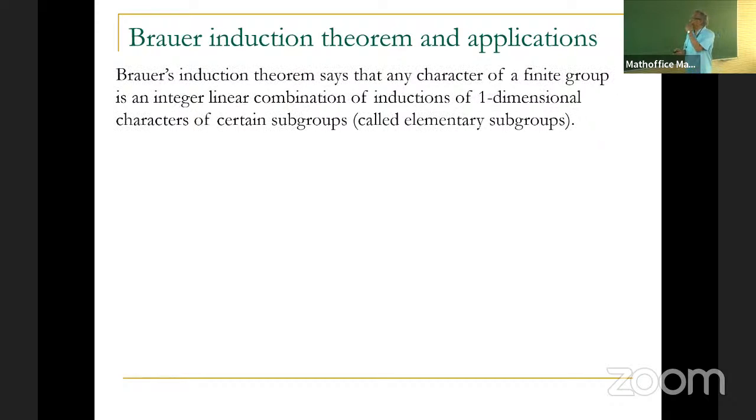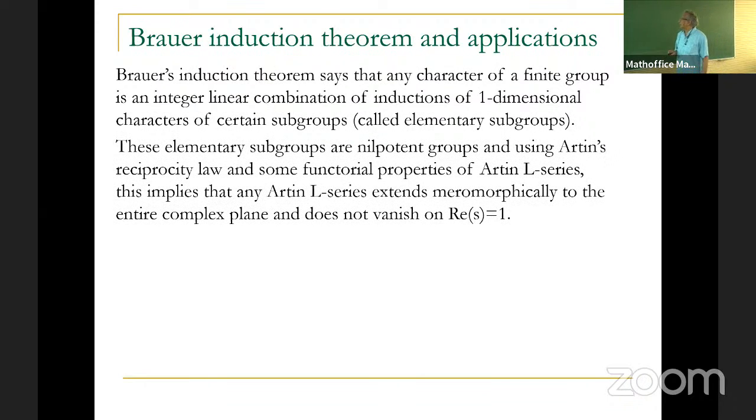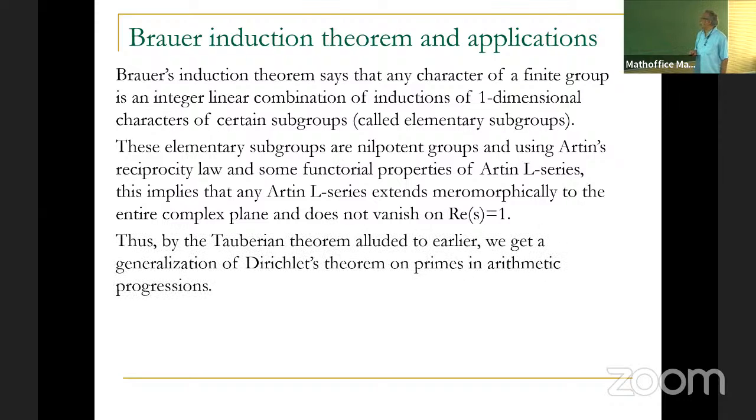Now, in the intervening years, there's a famous theorem in character theory, which I think many are taught, called the Brauer induction theorem. This says that any character of a finite group is an integer linear combination of one-dimensional characters induced from subgroups. And these subgroups are of a special type. They're actually elementary subgroups. These elementary subgroups are nilpotent groups, and using Artin's reciprocity law and some functorial properties of Artin L series, this implies that any Artin L series extends meromorphically to the entire complex plane and does not vanish there.